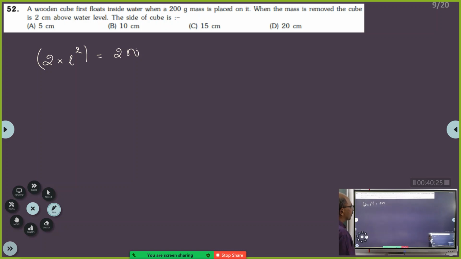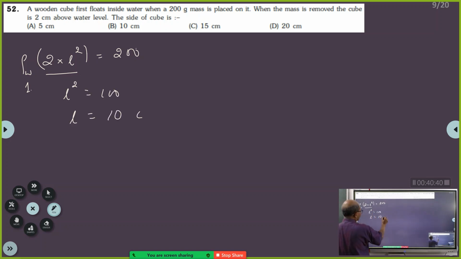See, this volume into density must be equal to the mass, but density is 1 in CGS system. Therefore, L square will be equal to 100 and L will be equal to 10 centimeters. The other side of the cube is 10 centimeters. Easy to conceive the problem, it should not be difficult.